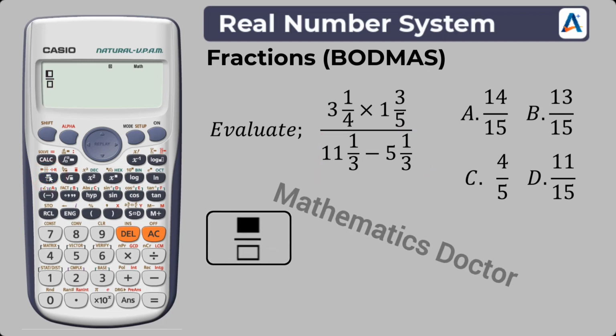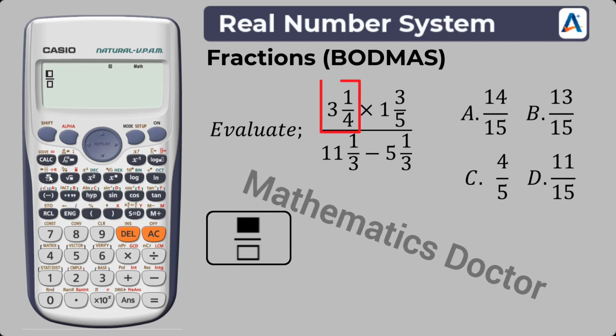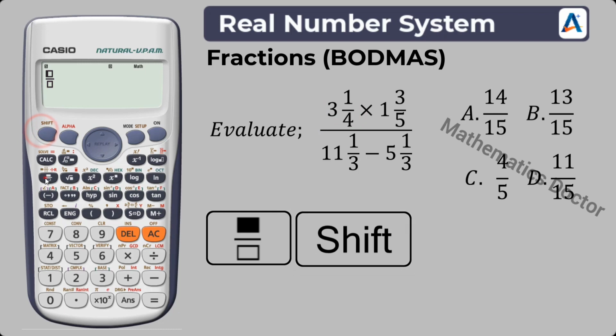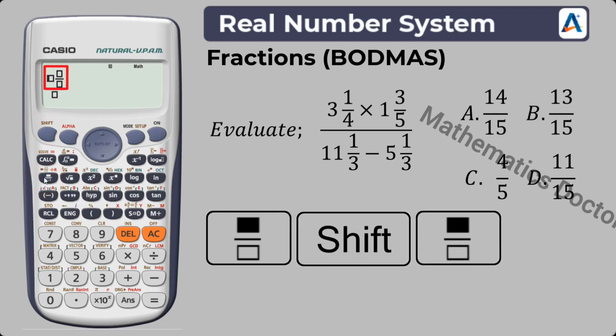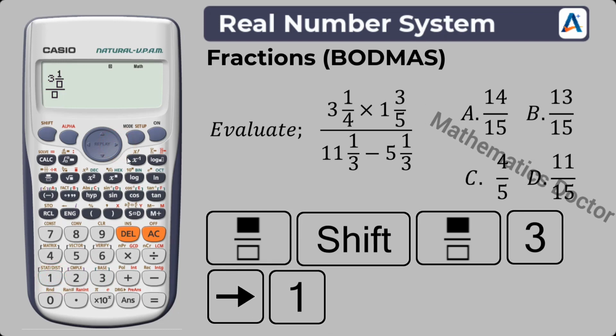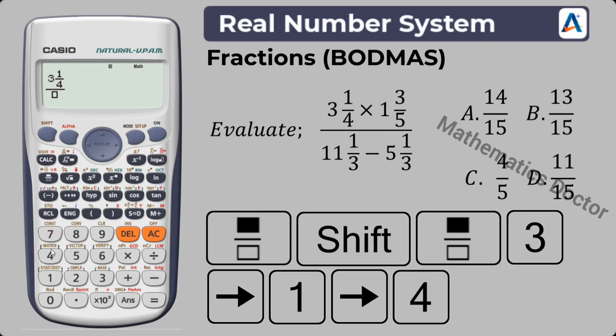Press the fraction key. Because the numerator of the fraction itself is a mixed fraction, we will press the shift and still press the fraction key to give us the mixed fraction boxes. Now the indicator blinks at the first box, which is the whole number, and 3 is the whole number. We have 1 over 4. So press the arrow key to the right to take the indicator to the numerator. Then you press 1 at the numerator. Press the arrow key to the right to bring the indicator to the denominator. So we press 4 at the denominator. So we have 3 whole number 1 over 4.